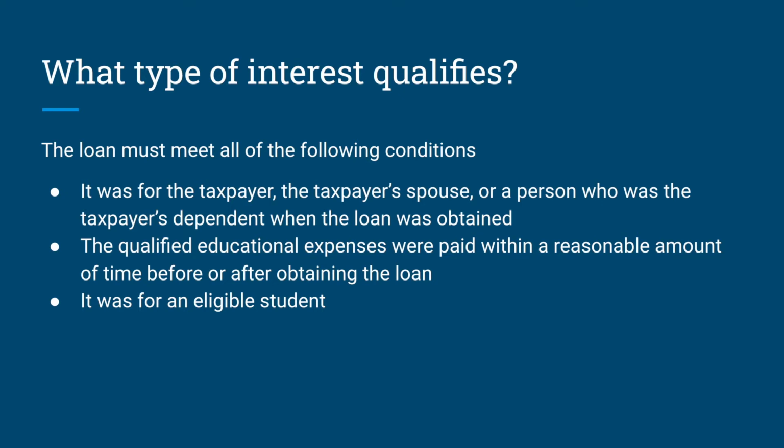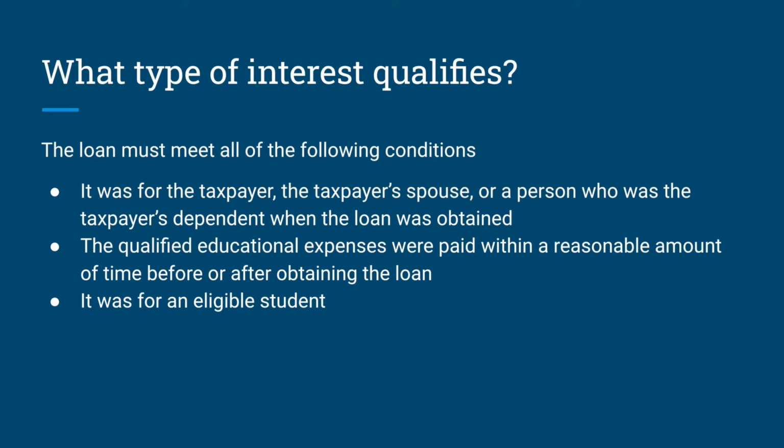And so what type of student loan interest qualifies for this specific tax benefit? The loan must meet all of the following conditions. It was for the taxpayer's spouse, or a person who was the taxpayer's dependent when the loan was obtained. Where it talks about the dependent there, really that's talking about when a parent is most likely going to try to claim a student loan interest deduction for themselves. Additionally, as the second condition here, the qualified educational expenses were paid within a reasonable amount of time before or after obtaining the loan.